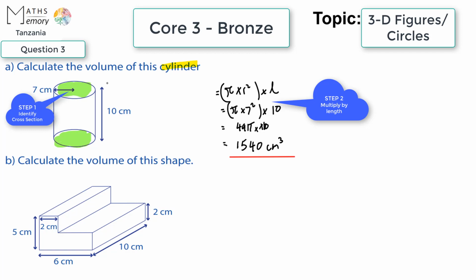Okay, let's do part B over here. So calculate the volume of this shape. So the volume of this shape over here now, it could be looking like quite a weird looking shape. It's like a compound shape, basically. Okay, you may have done this before, maybe 2 or 3 years ago. So let's have a look at this in detail.